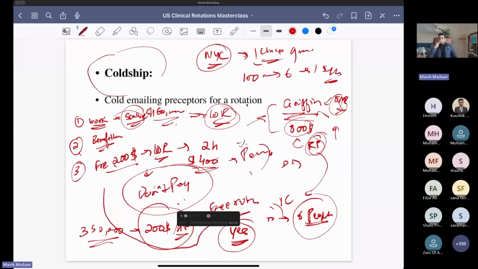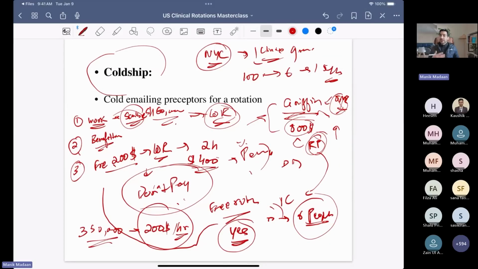So this is the problem that comes with a free rotation: you get what you pay for. If somebody's time is worth $200 an hour, they're probably not going to give you a personalized LOR. It's going to be very generic. And this is what I'd be careful of.